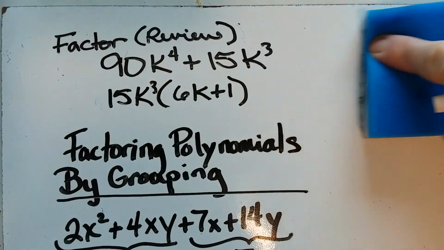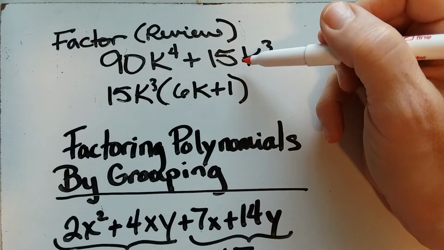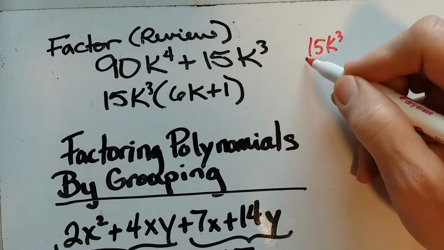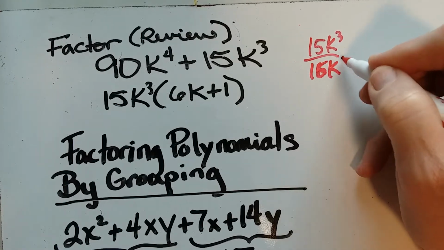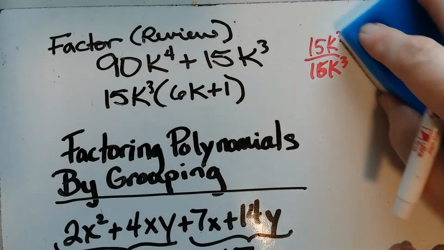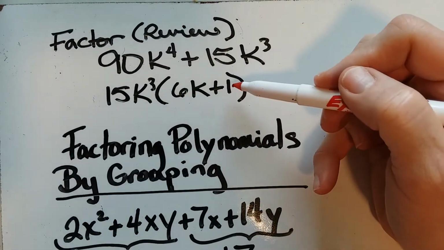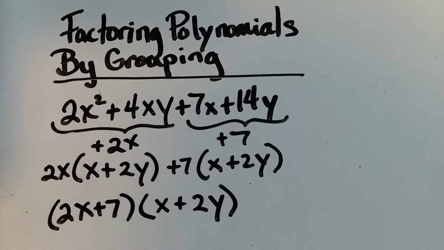And because we were able to factor this completely out, what we need to understand is that 15k to the third over 15k to the third, what's that equal to? That's equal to 1. So you don't leave it blank, you don't take it out, you don't make it 0, you leave a 1 in there. So there's your review. Now let's go on to the actual lesson material.